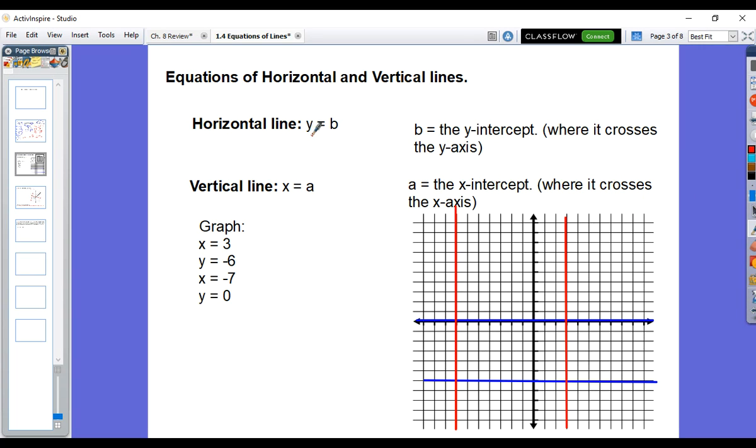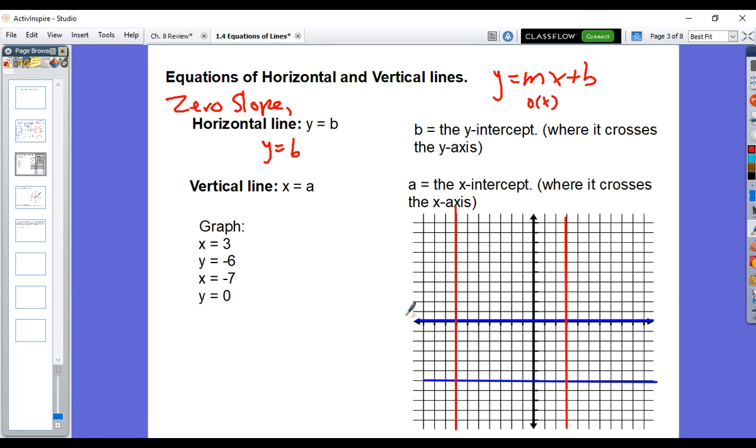Let's start with the horizontal line. We have the value of y equals b. Most equations come in the form y equals mx plus b. As we talked about before, when you have a horizontal line, you have a slope of 0. If you put a value of 0 in for m, 0 times whatever x is still gives you 0. That's how you end up getting y equals b. B is also the y-intercept.